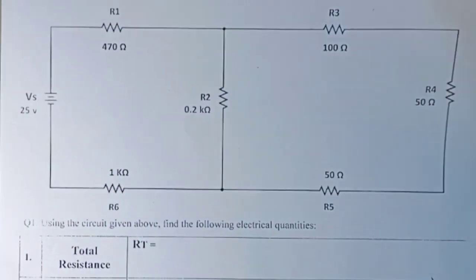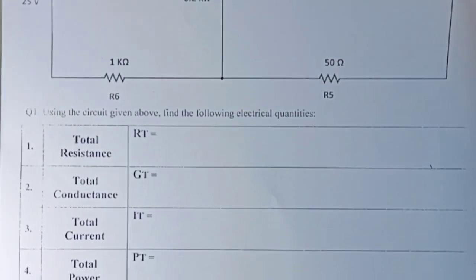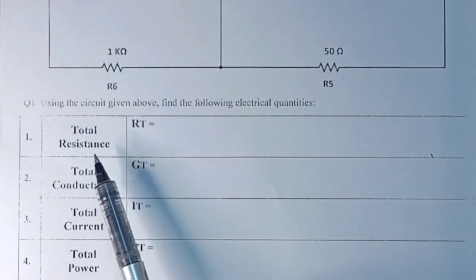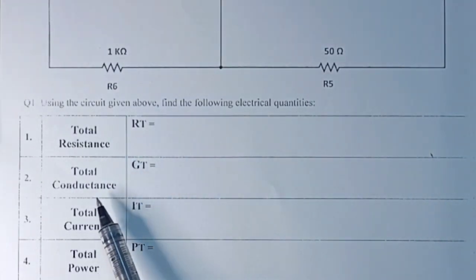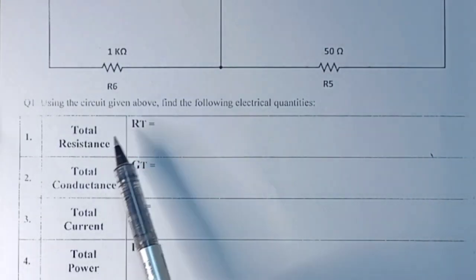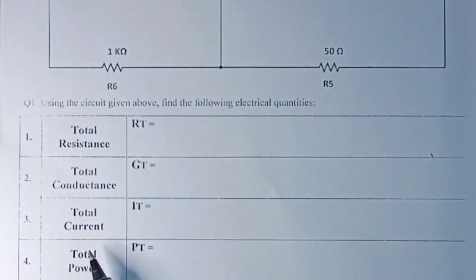Now we are required to calculate the following electrical quantities. First, we need the total resistance. We need to find the total conductance, GT. Total resistance is RT. We need to find the total current, IT. We need to find the total power, PT.